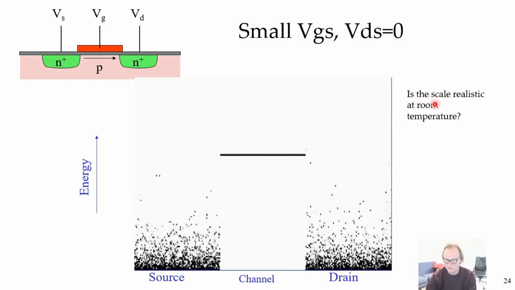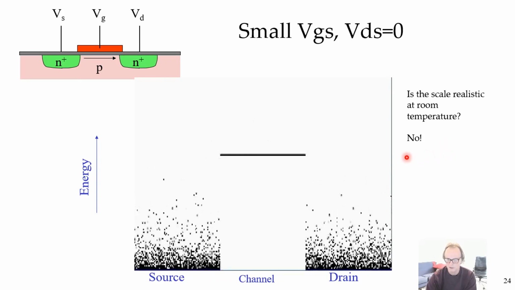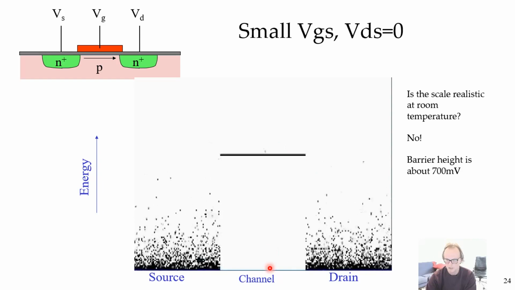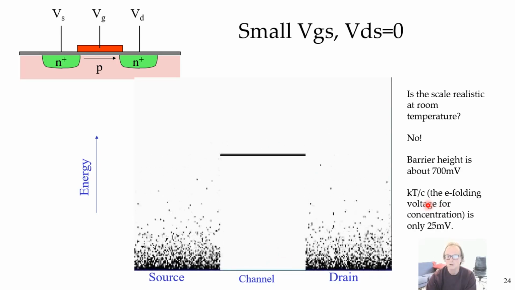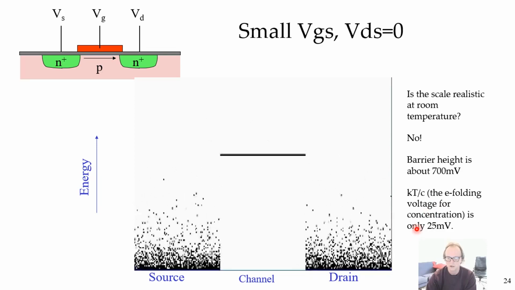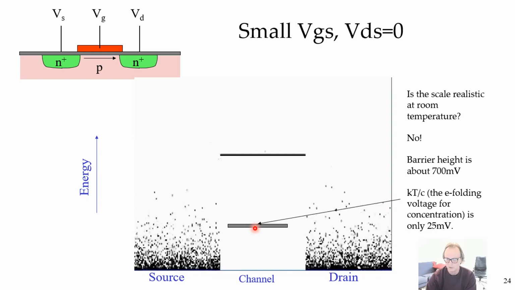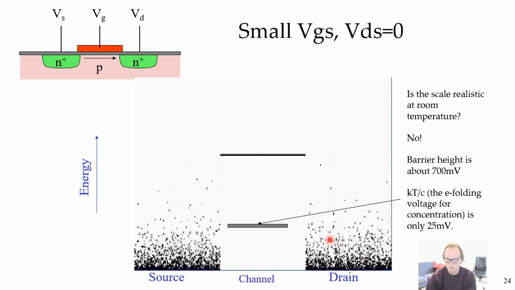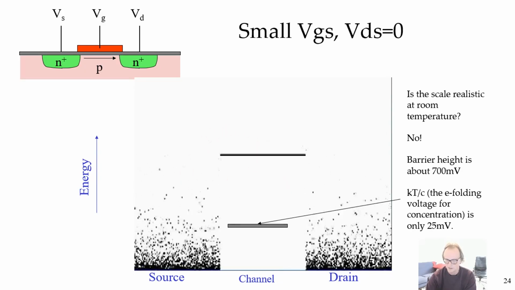So the question here: is the scale realistic at room temperature? And the answer is no, definitely not. The real barrier height is about 700 millivolts, and the kT over q, the e-folding voltage for concentration, is only 25 millivolts, so the real scale of such e-folding would only be this big. But this is the situation when the source and drain are at the same potential and the gate is at 0 volts. So there's a built-in barrier, as you saw last time.